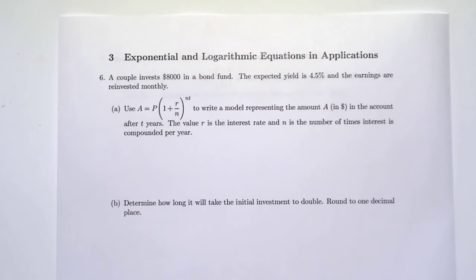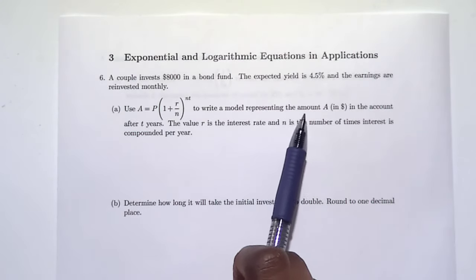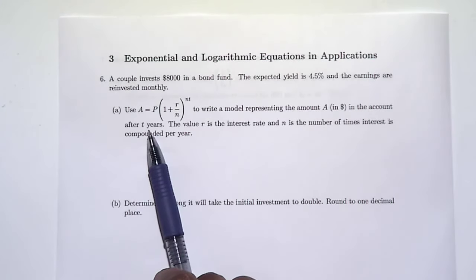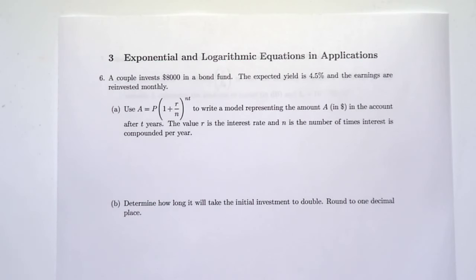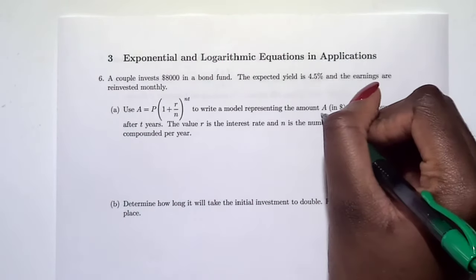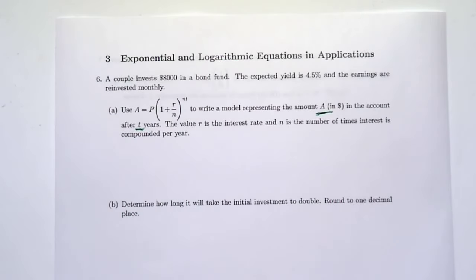All right, so let's look at number 6 and see how we can use what we've learned to answer these questions. It says a couple invests $8,000 in a bond fund. The expected yield is 4.5% and the earnings are reinvested monthly. So that tells us about some compounding. This is our compounding interest formula to write a model representing the amount in the account after t years. The value r is the interest rate, and n is the number of times the interest is compounded per year. Note that we want to represent our ending amount, so that's like our y value, after t years, which is like our x value. So we're trying to find A of t here.